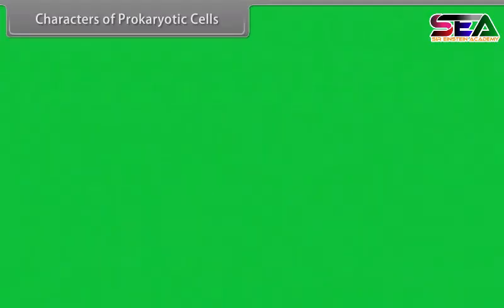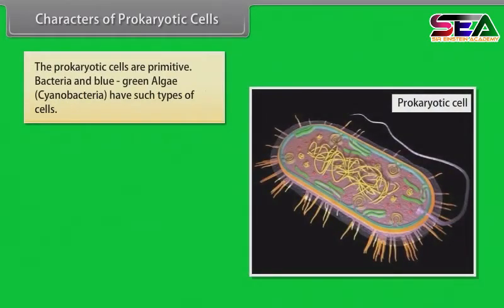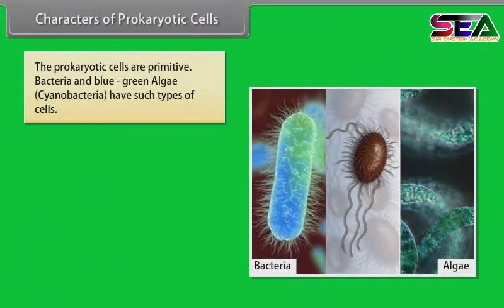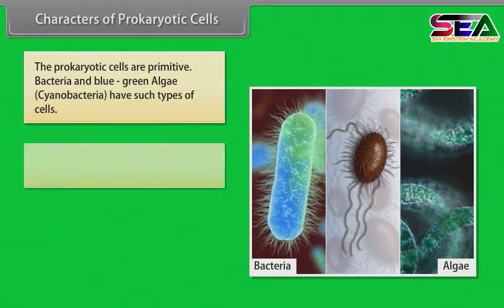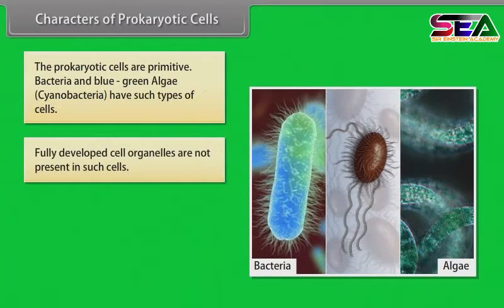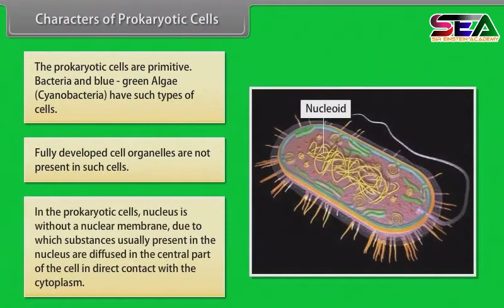Characters of prokaryotic cells. The prokaryotic cells are primitive. Bacteria and blue-green algae, that is, cyanobacteria, have such types of cells. Cell organelles are not present in such cells. In the prokaryotic cells, nucleus is without a nuclear membrane, due to which substances usually present in the nucleus are diffused in the central part of the cell in direct contact with the cytoplasm.